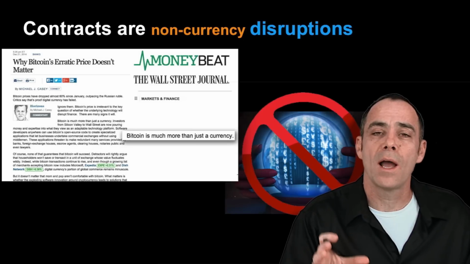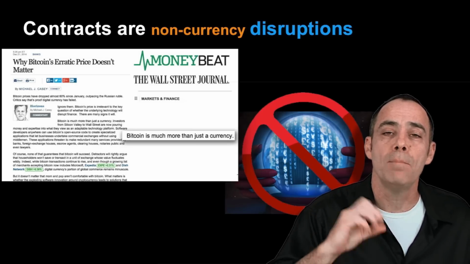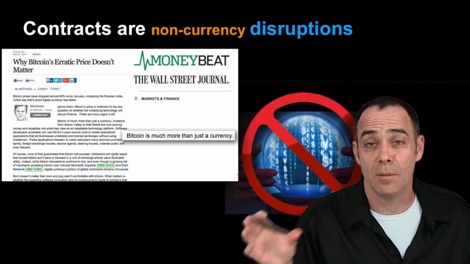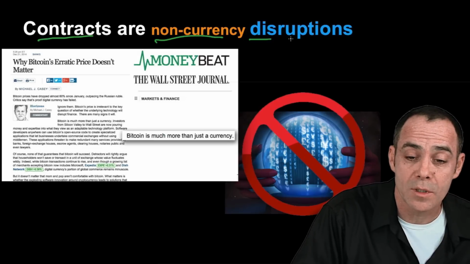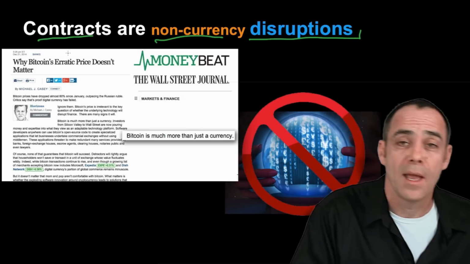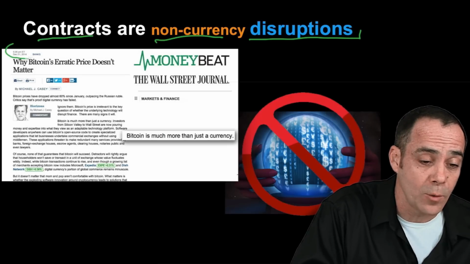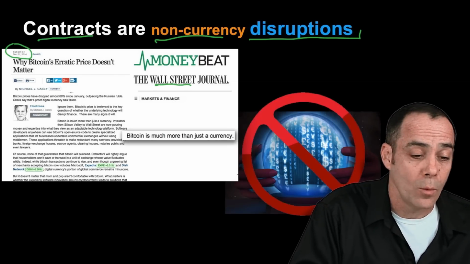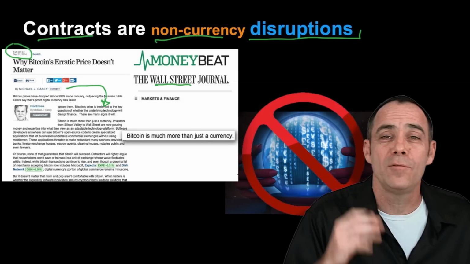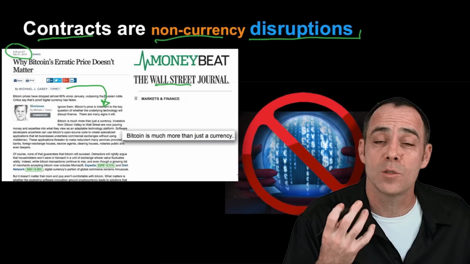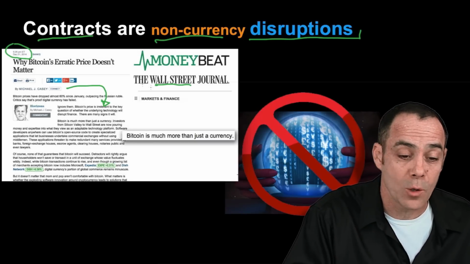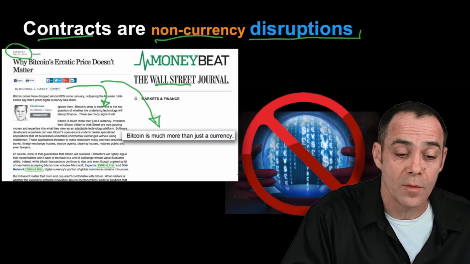And this is why we see this possibility of having 1 million killer apps in Bitcoin. Okay, so contracts are the non-currency disruptions that Bitcoin can provide. And here we have this underlined by a very recent article from the Wall Street Journal where Michael Casey is saying, if you're just watching Bitcoin's price, you're being a fool because you're missing this revolution of technology. Bitcoin is much more than a currency.